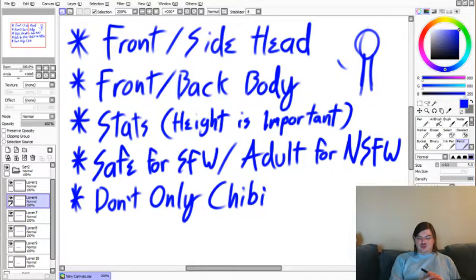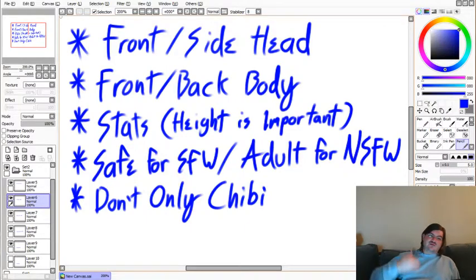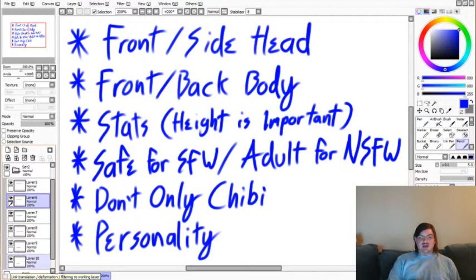You want to ensure that if all you have available is a chibi reference, that you include the information for the non-chibi if you ask for a non-chibi art piece. Whew. Okay. And lastly, personality.